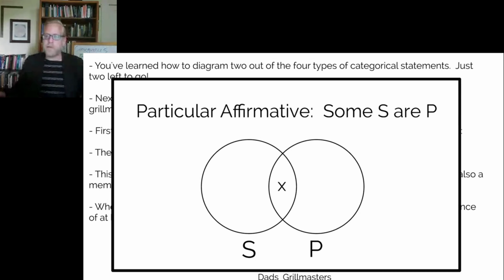So any particular affirmative looks like this, right? X means at least one member. So this is telling us that there's at least one guy. At least one. And you can just think in your mind, if that's too confusing, you can say at least one, but probably more. Most of the time when we say some, it means more than one. But because we have to be very precise, we have to just define it as at least one. So this just tells us there's an X, there's at least one being who is in the S club as well as in the P club. In other words, some S are P.